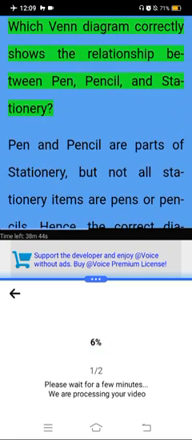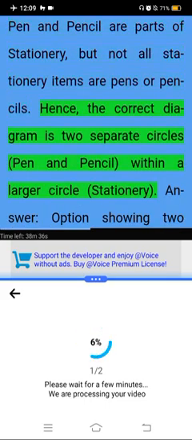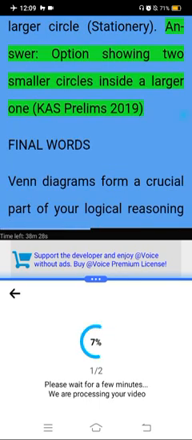CAS Prelims 2020. Which Venn diagram correctly shows the relationship between pen, pencil, and stationery? Pen and pencil are parts of stationery, but not all stationery items are pens or pencils. Hence, the correct diagram is 2 separate circles, pen and pencil, within a larger circle, stationery. Answer: option showing 2 smaller circles inside a larger one.